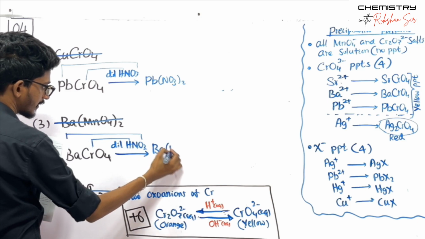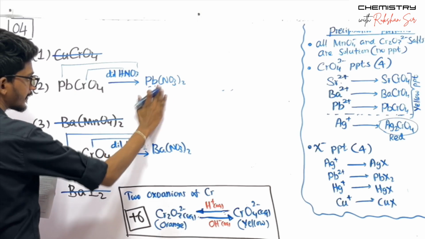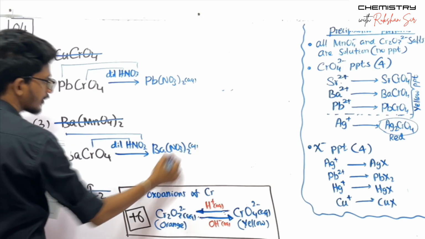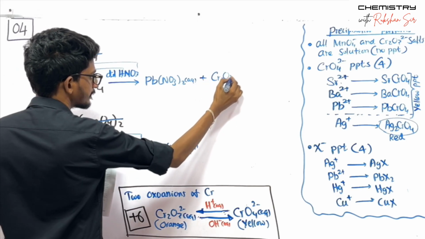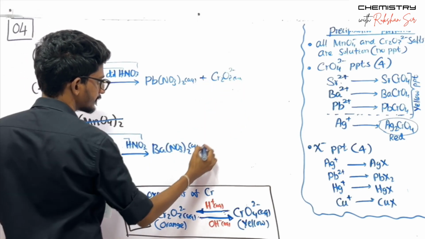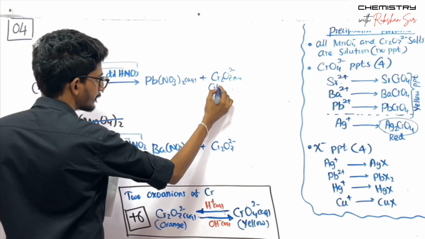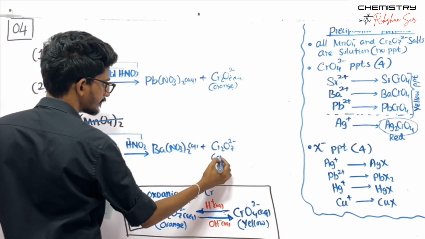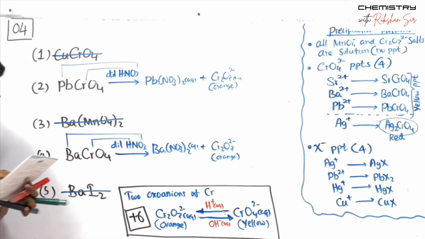So lead nitrate and barium nitrate are colorless solutions, colorless solutions, and some dichromate, orange. Nitric is used, right? Okay.